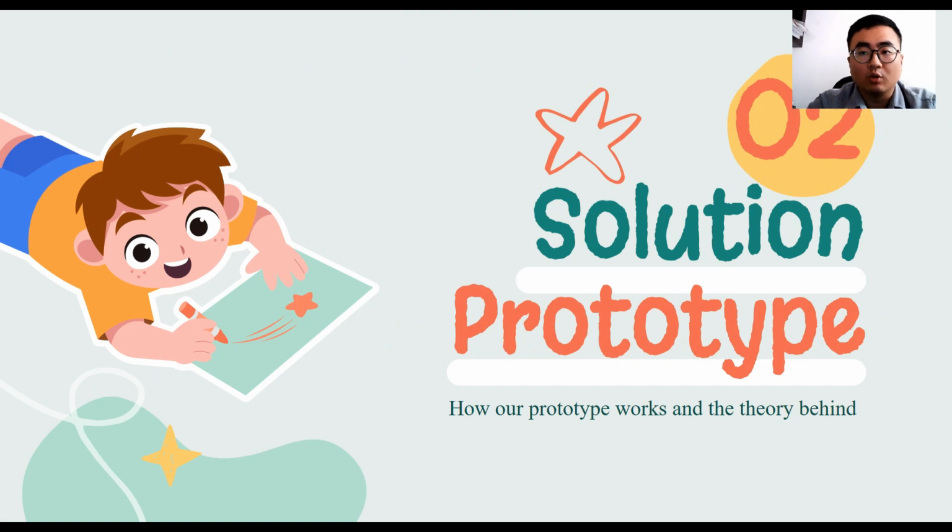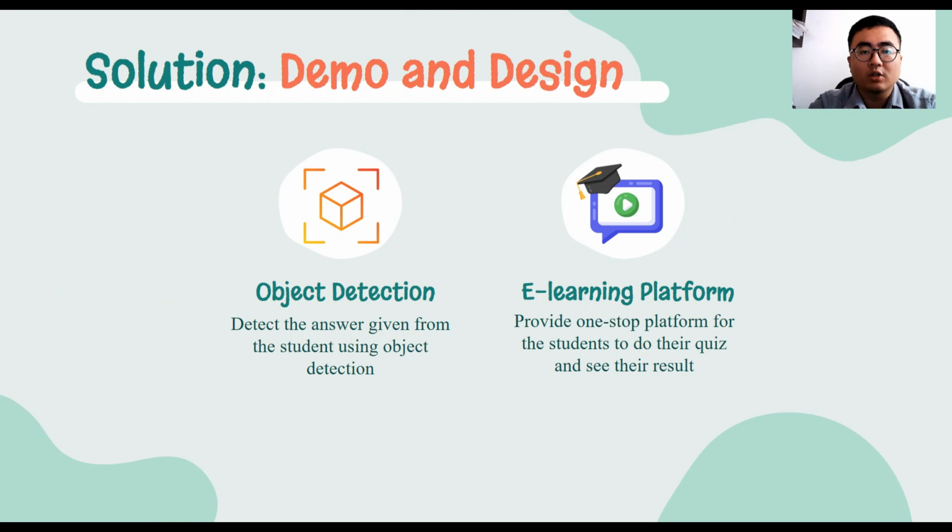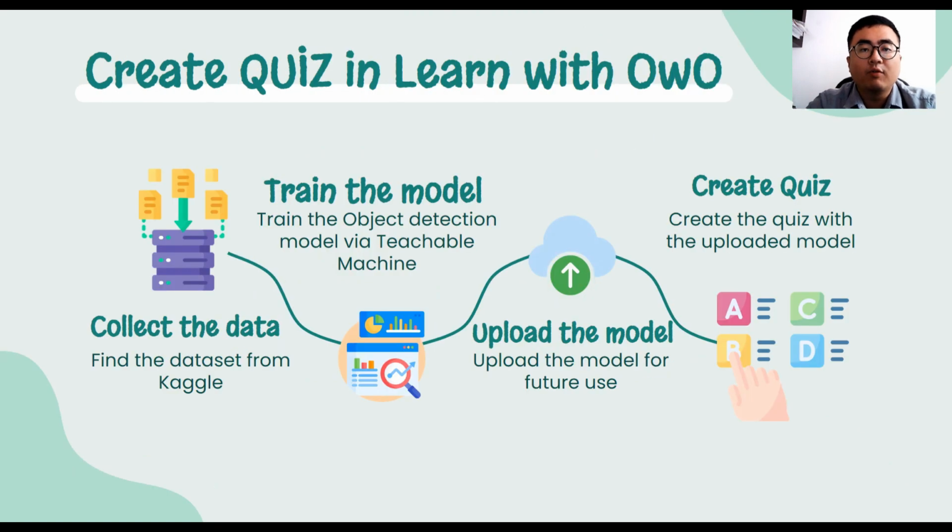So what's our solution? How does our solution work? We focus on two things: one is object detection, the next is the e-learning platform. For the quiz with object detection, we use something called Teachable Machine from Google. We collect the data from Kaggle, then we train the model, upload the model, and create the quiz in our Learn with OMO.